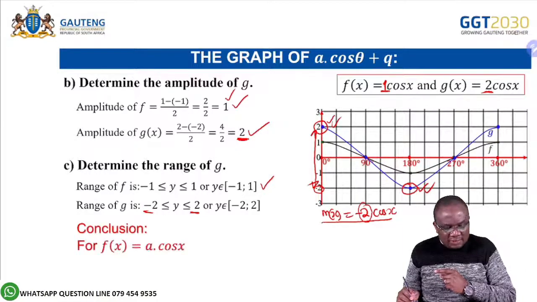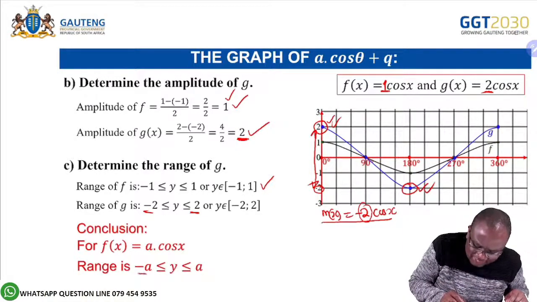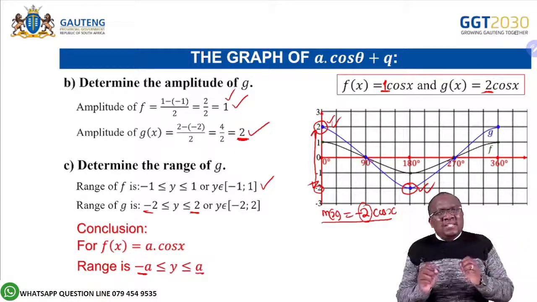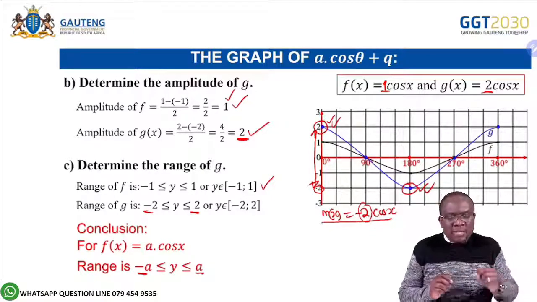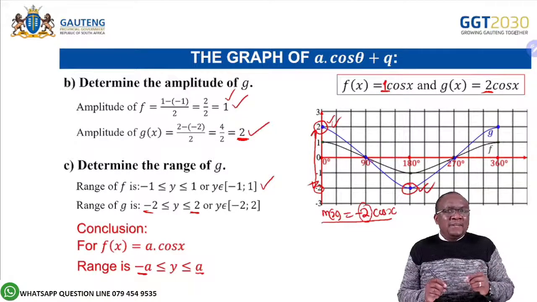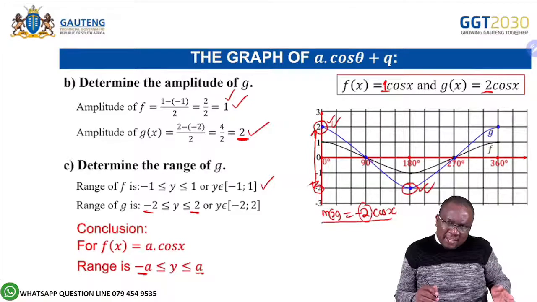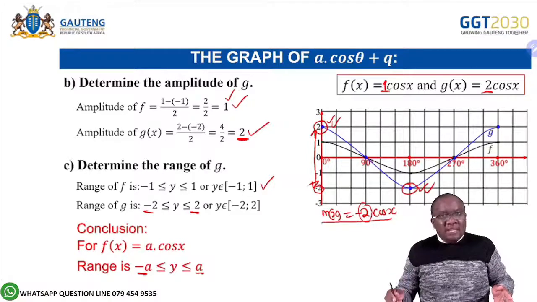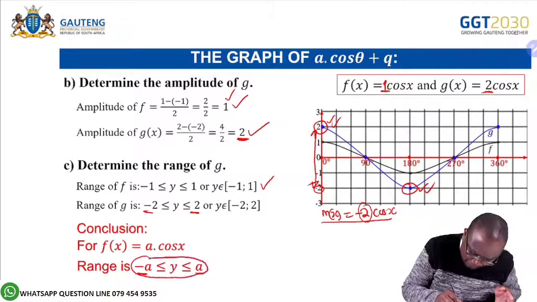So we can say that our range is from negative a up to a. So y is greater than or equal to negative a, but less than or equal to a. Let me put it in a simpler way. It is from negative a up to a. This is an interval, and this is how you write your interval.